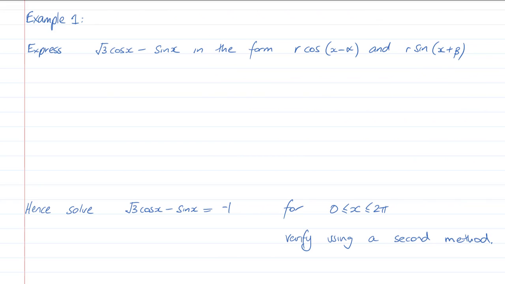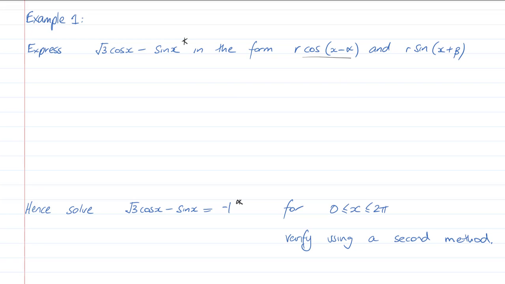Hi and welcome to Unit 2, Topic 2, Video 14. In this video we're going to put this concept, converting a cos x minus or plus b sin x into the form of a single cos or a single sine, into use. I've got an example here that has two parts. The first part is to do the conversion, the second part is to use the conversion. So let's go ahead and do the conversion now.